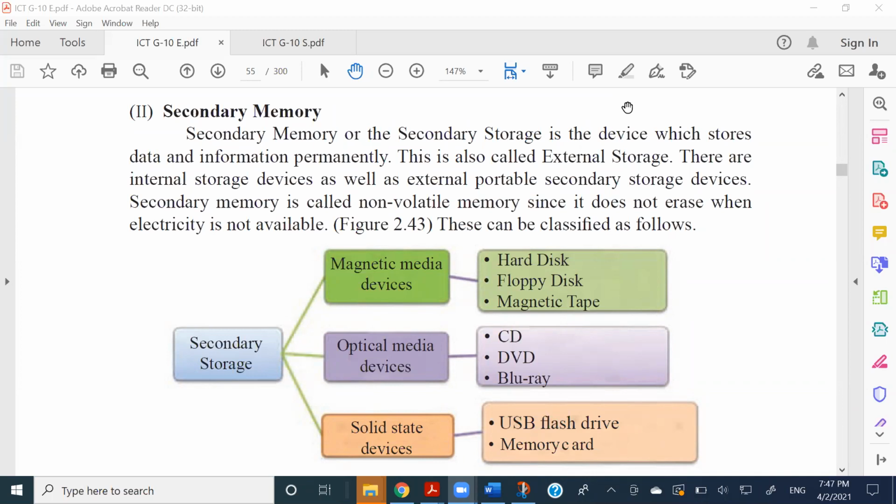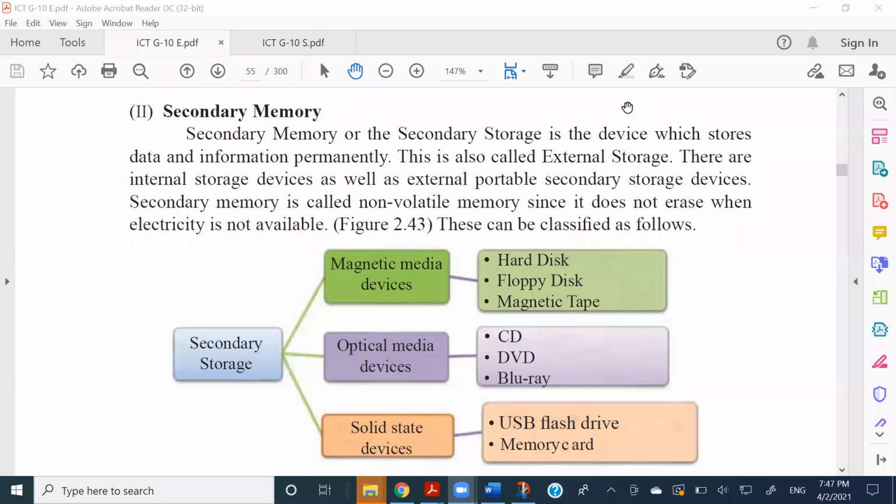Right? And when it comes to solid state devices, the reason it is called solid state is that it does not contain any moving parts. Now I'll show you a video about the hard disk workings, right? Then you will see there are many components inside the hard disk which are moving here and there. But when it comes to solid state devices, there are no moving parts inside. The examples they have given are the USB flash drive and the memory cards. You know about these two, right?